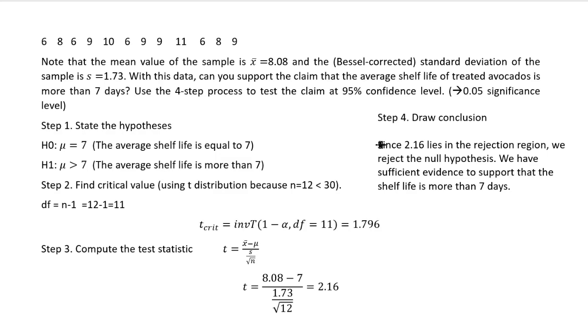And you can write like this: since 2.16 lies in the rejection region, we reject the null hypothesis. So there are two statements you should always try to have in the conclusion of a hypothesis test. First, you have to say either you reject the null hypothesis or you fail to reject the null hypothesis. One of those two statements should be there. It's either one of the two. There are no other cases. And then you want to elaborate on what that means by using the context.